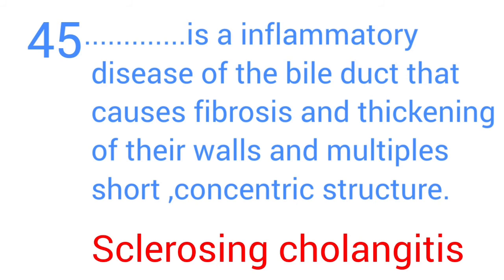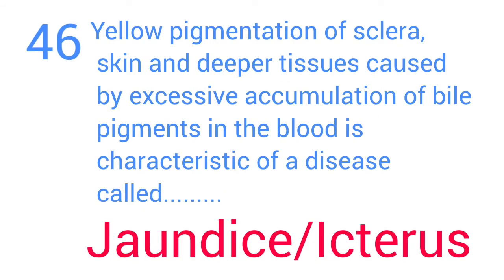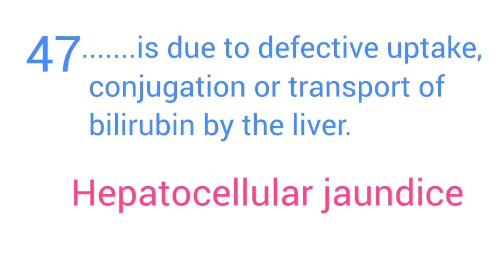Dash is an inflammatory disease of the bile duct and causes fibrosis and thickening of their walls and multiple short and concentric structures. Sclerosing cholangitis. Yellow pigmentation of sclera, skin and deeper tissues caused by excessive accumulation of bile pigments in the blood is characteristic of a disease called jaundice or icterus. Dash is due to defective uptake, conjugation or transport of bilirubin by the liver. Hepatocellular jaundice.